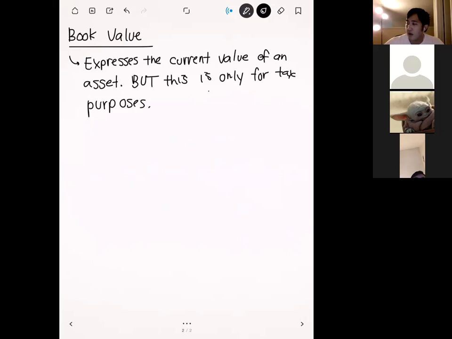Because typically, and this goes outside of engineering too, when people talk about selling something that they own, they talk about something instead called market value. And market value is different from book value. And so I want to make sure that you guys have the distinction between that, okay? Because the market value is also an expression of how valuable an asset is, but instead of being determined by a depreciation scheme, it's determined by just whatever the market trends are at the time.